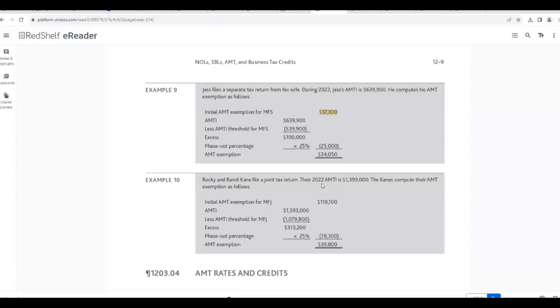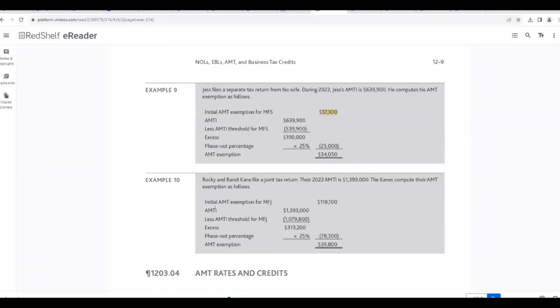I also didn't understand that you're subtracting the phase-out from the initial exemption for the amount over. If they make less, then the AMT exemption will be the 59,050, whatever the correct number is. So 59,050 minus 25,000 will be a number close to this, like 36,000 something. Okay, but let's look at the second example.